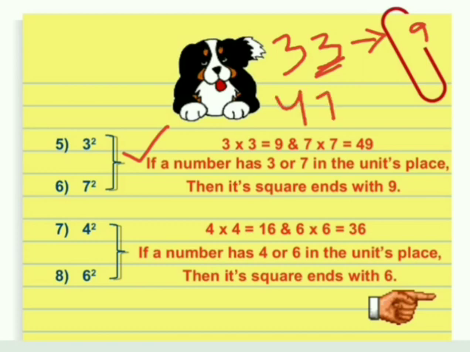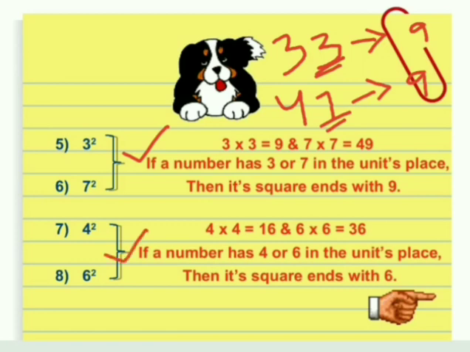47. If you find the square of 47, as the number 7 is in its unit place, then in the square of 47 you will always get 9 as the number in the unit place.